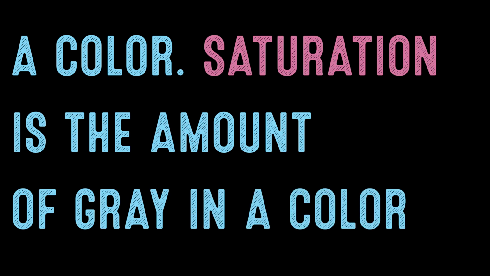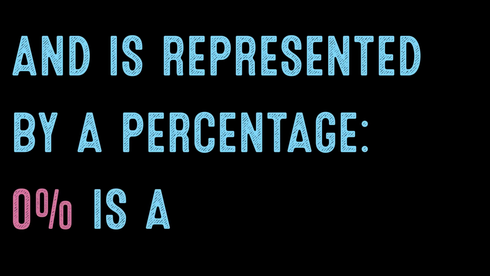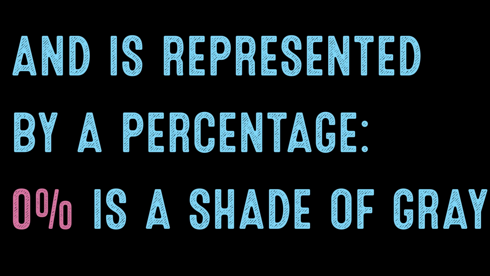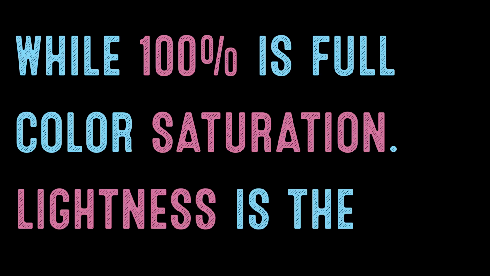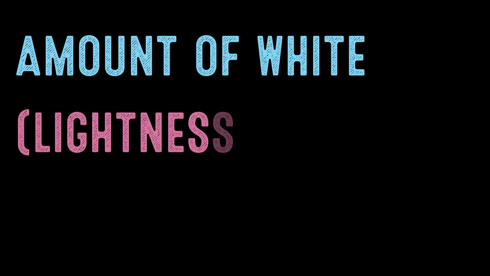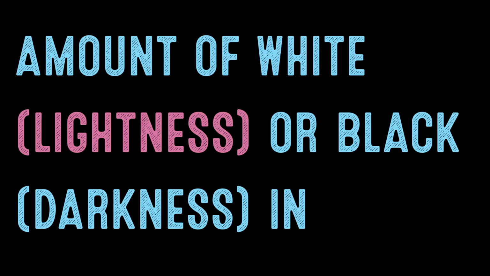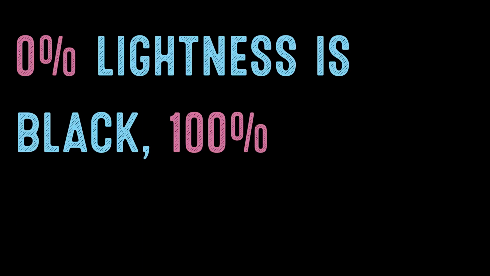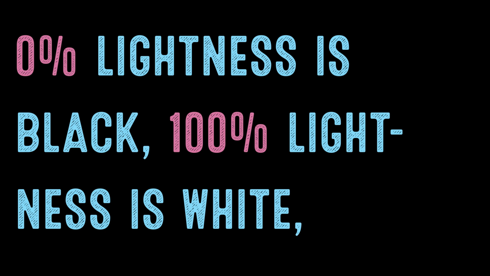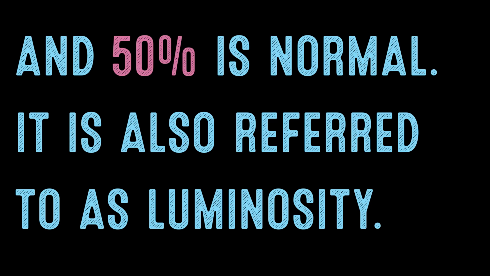Saturation is the amount of gray in a color and is represented by a percentage. 0% is a shade of gray, while 100% is full color saturation. Lightness is the amount of white or lightness or black or darkness in a color as represented by a percentage. 0% lightness is black and 100% lightness is white, and 50% is normal. It is often referred to as luminosity.